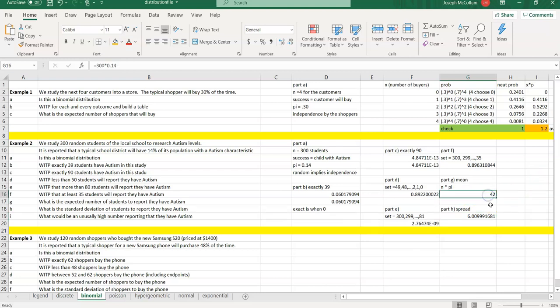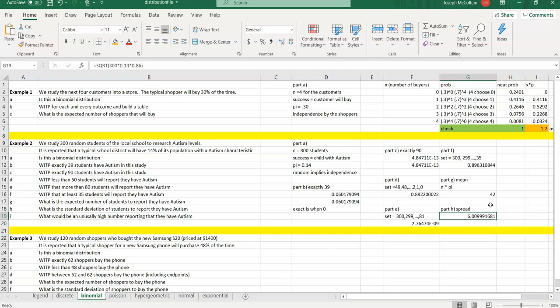So what we have here, though, is 42 students typically in a group of 300 students will have the autism characteristic, with a typical spread between groups of 6. So when I grab another 300 students, plus or minus 6 per group is a typical spread per group.